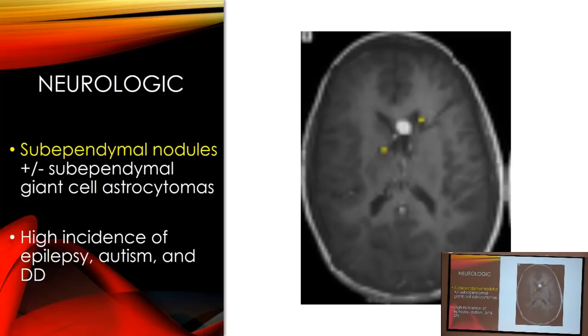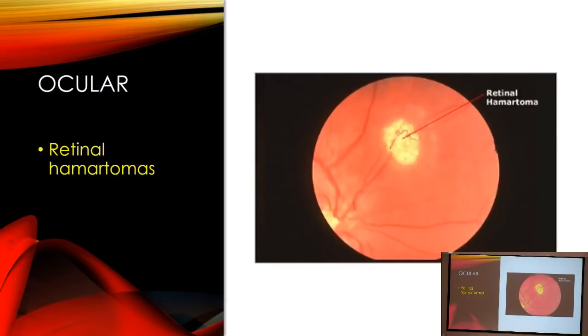Because of the tubers and because of these subependymal nodules that can have a malignant transformation, there's a high incidence of epilepsy. So usually these patients need to be on one or more anticonvulsants. Autism incidence is increased, and developmental delay in general. Our pediatric neurology colleagues, I think a lot of what they do is in epilepsy clinic, treating these young kids that have epilepsy. Tuberous sclerosis would be one of those more common situations.